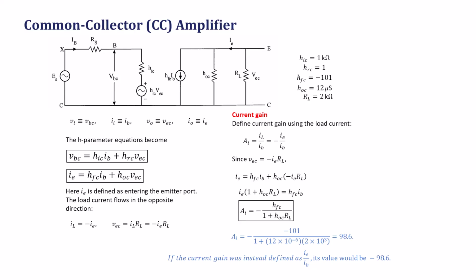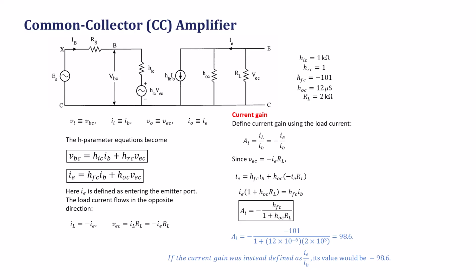IE equals HFC IB plus HOC times negative IE RL. Rearranging, IE times the quantity 1 plus HOC RL equals HFC IB. Solving for AI, we get AI equals negative HFC divided by 1 plus HOC RL. Plugging in our numbers, negative 101 divided by 1 plus 12 times 10 to the negative 6 times 2 times 10 cubed. That works out to 98.6.